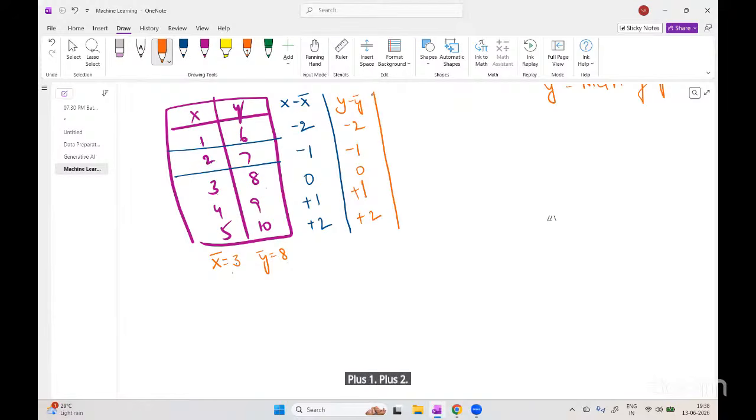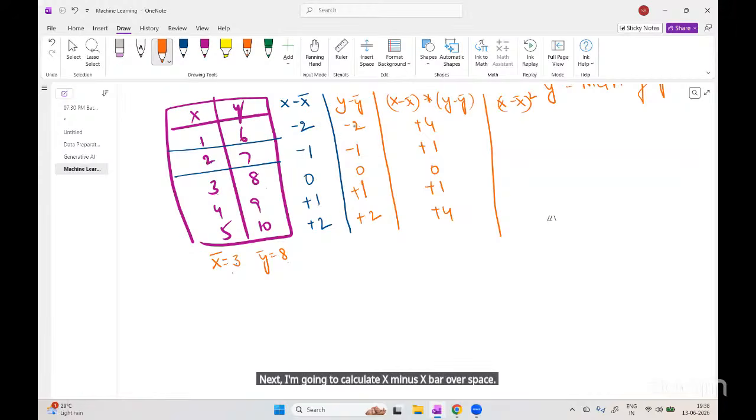Right? Next, I'm going to calculate x minus x bar into y minus y bar. That is minus 2 into minus 2, plus 4. Minus 1 into minus 1, plus 1. 0 into 0, 0. Plus 1. Again plus 4. Next, I'm going to calculate x minus x bar whole square. That is this one. Whole square is 4, 1, 0, 1, and 4.